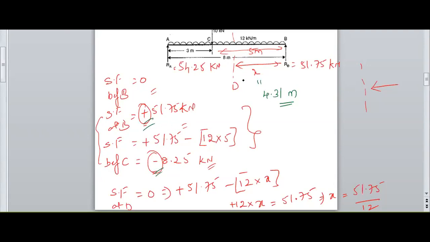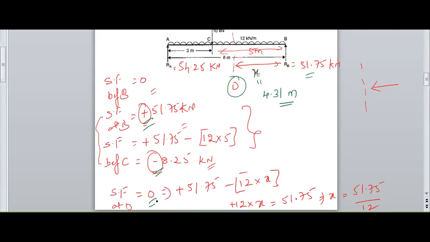So in between only I have some point. I am considering a point D at a distance of X. Therefore, shear force at D is equal to 0, which is equal to positive 51.75 minus 12 into X. Therefore, finding X gives the D position.